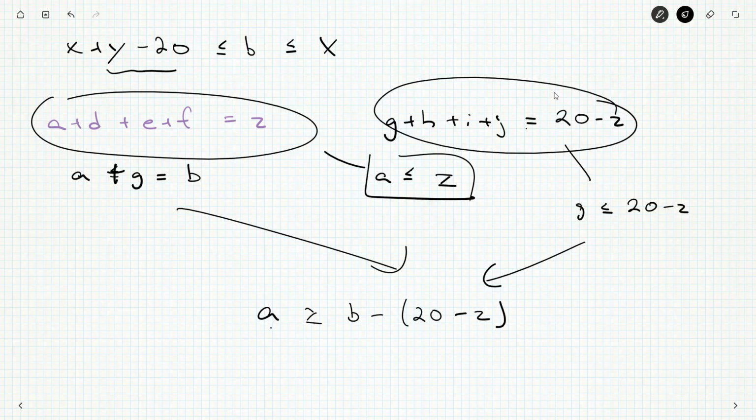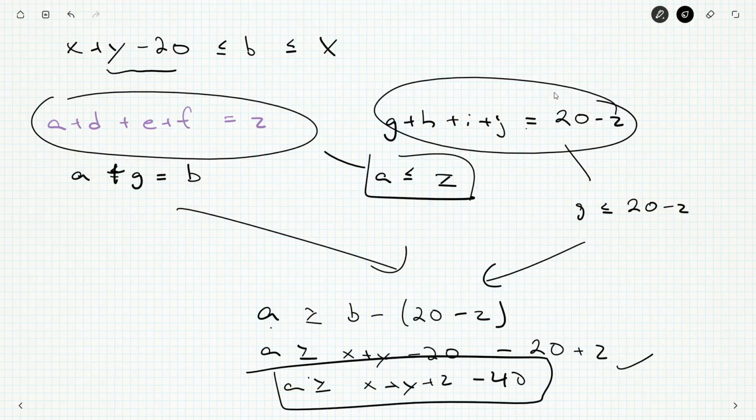Now we want A to be as small as possible, so we'll use the smallest possible B, which will be X plus Y minus 20, minus 20, and it'll be plus Z. So A will be greater than or equal to X plus Y plus Z minus 40. And again, that's fine because we were told X plus Y plus Z is greater than or equal to 40. This corresponds to our A has to be at least 4 from the previous question. Because 18 plus 14 plus 12 minus 40 is in fact 4.